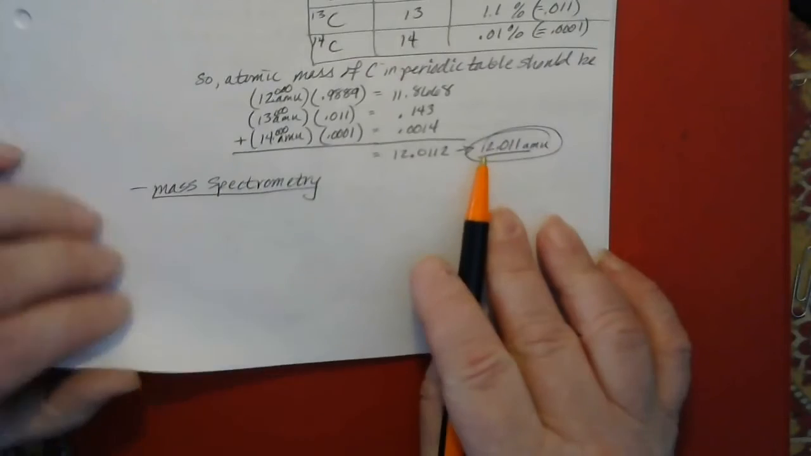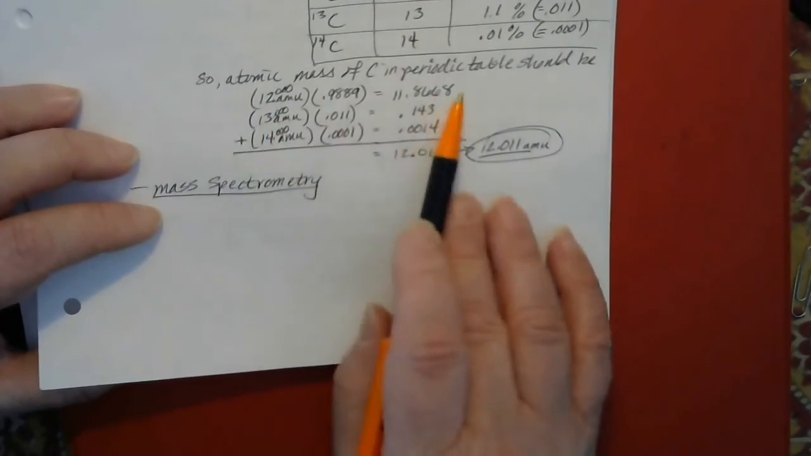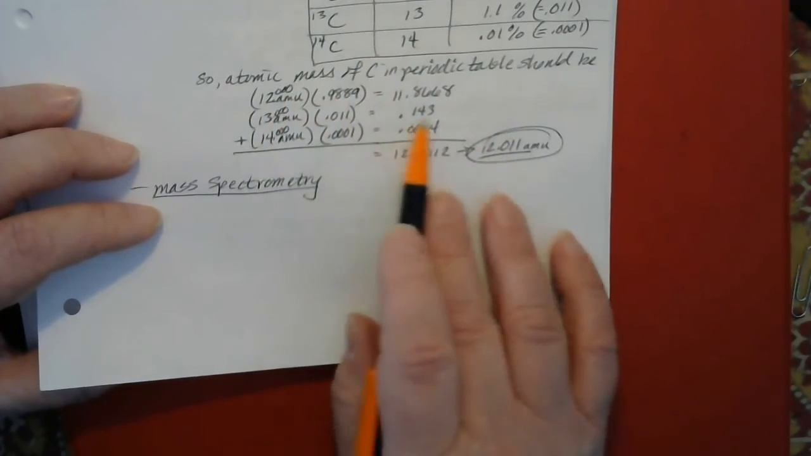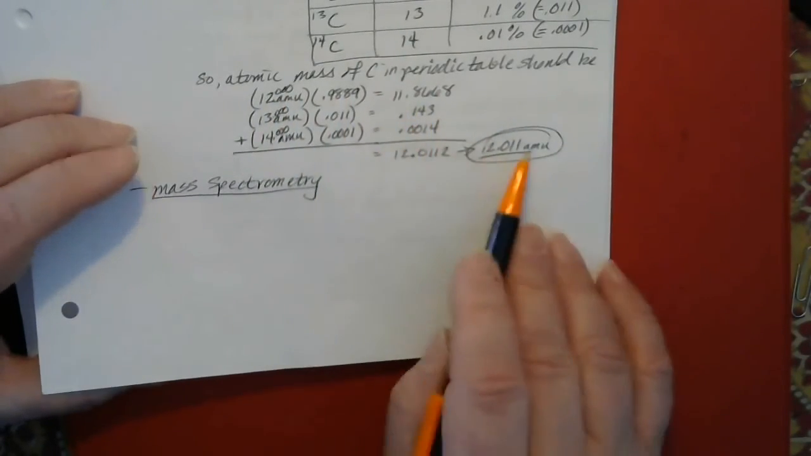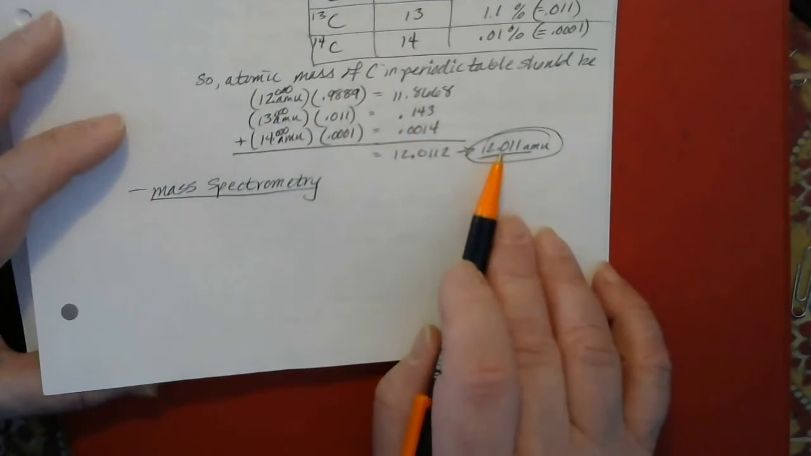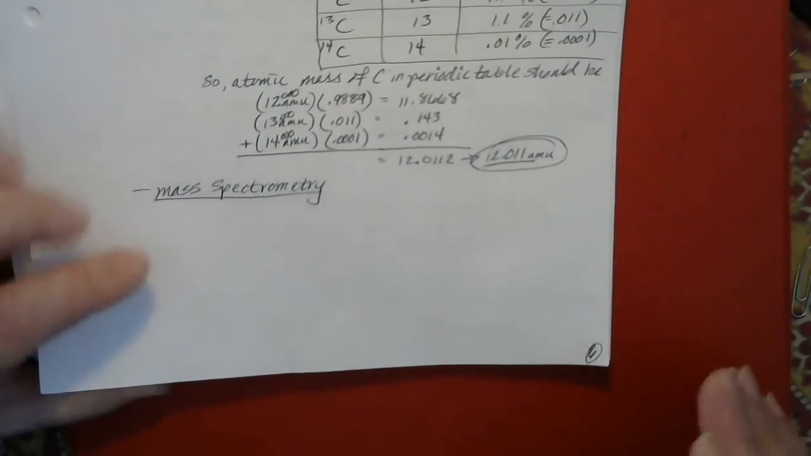Okay, and the number reflects the fact that a vast majority of it is carbon-12, but there's also some 13 and 14 in there, which raises the average number up a little bit from 12.